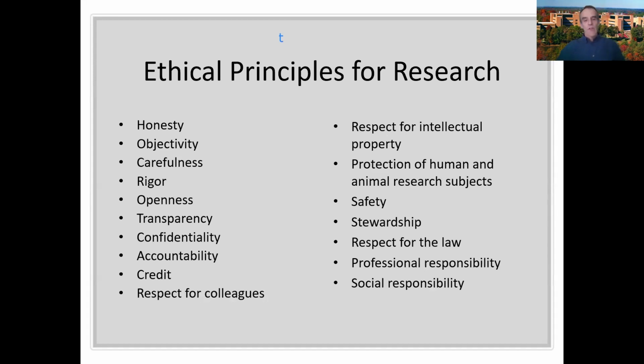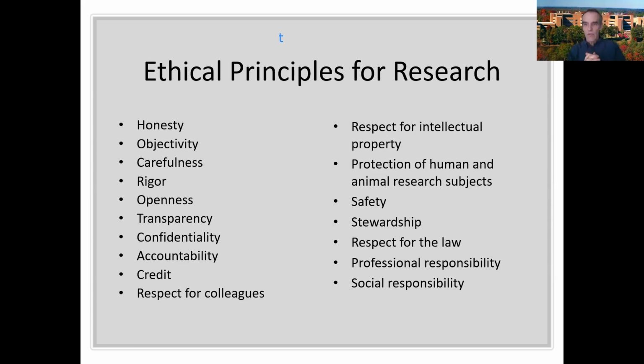And what are some of the things that you have in these codes? Well, most of the codes of conduct that you see in science talk about principles like this: honesty, objectivity, carefulness in terms of recording your data and doing your analysis and reducing experimental errors and things like that. Rigor in terms of your research methods, your design, your analysis, openness, sharing your data, transparency, telling everybody about your methods and how you did what you did, being completely transparent in your science.